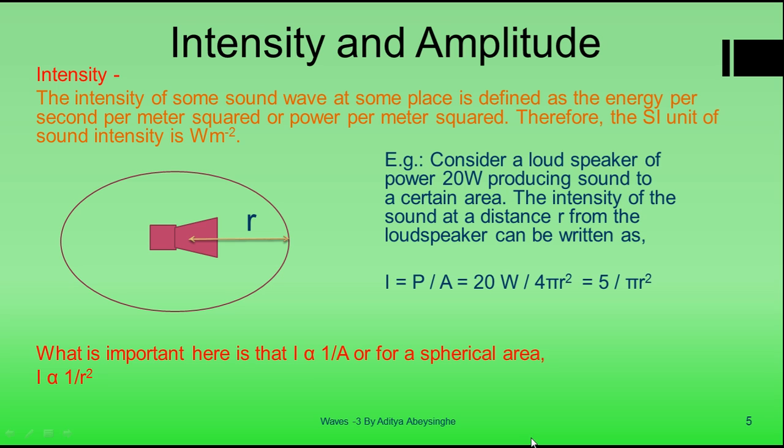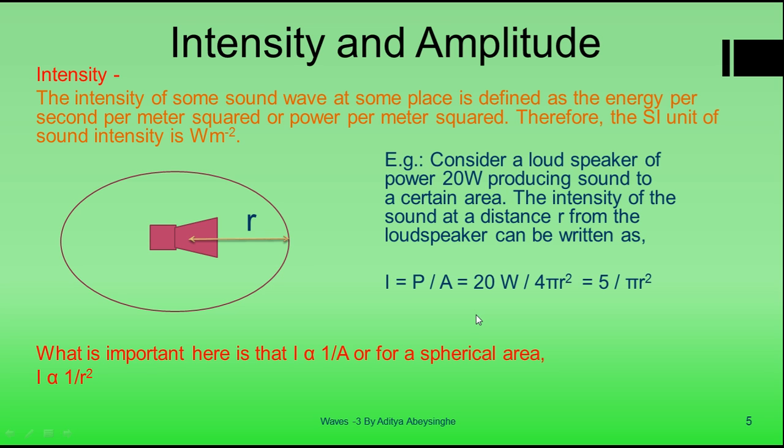So if you take a simple example like this, in which you have a loudspeaker of power 20 watts producing sound, the intensity of the sound at a distance r from the loudspeaker can be written as 20 watts over 4 pi r squared. So 4 pi r squared is the area of a sphere of radius r. So it's spherical in nature, not circular. We are concerned about the 3D format, not the 2D format. When you consider the 2D format, it's circular in nature, but when you consider practical situations, you want to consider the 3D nature. So it's spherical in nature.